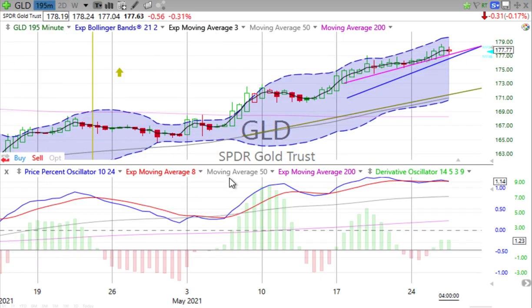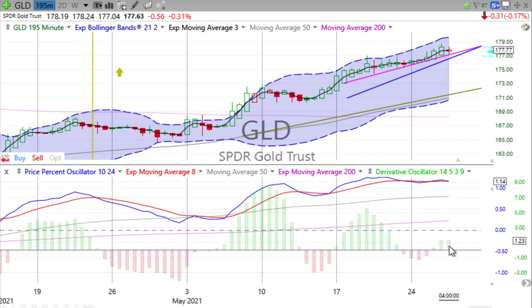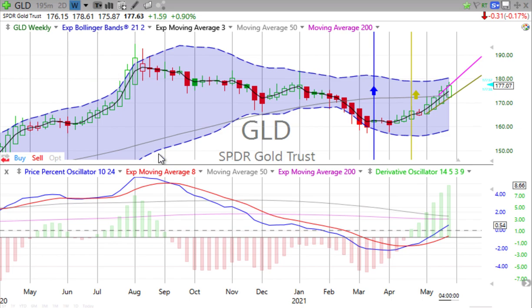Looking quite nice. We look at that half day, and at the end of the day, it devolved and is trying to cross over, going down. Price percent oscillator looks like it may have crossed. Derivative oscillator still positive, but look at price in and of itself is right there above that half day, 195-minute trend line, well above the 2-day, well above the weekly. So that's where we are on gold. Gold, keep going, baby. Go for the sky.